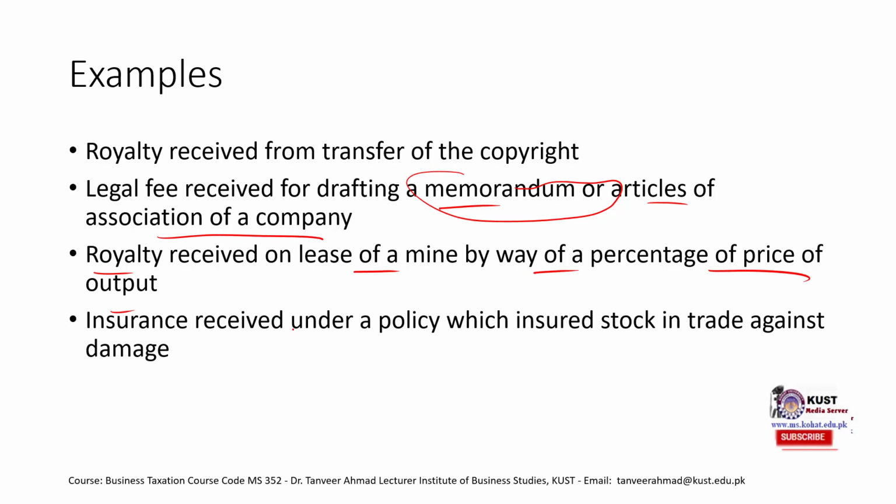Insurance received under a policy which insured stock and trade against damage. In this case, it would be a revenue received because the amount is received on account of a circulating asset or a floating asset. So stock and trade is our inventory. It is a floating asset. It is damaged, but we are receiving this amount because of this circulating asset or floating asset. So this amount would be considered as a revenue received.